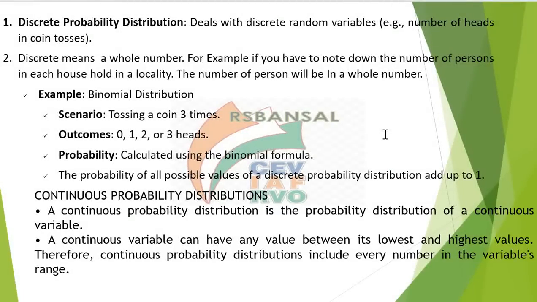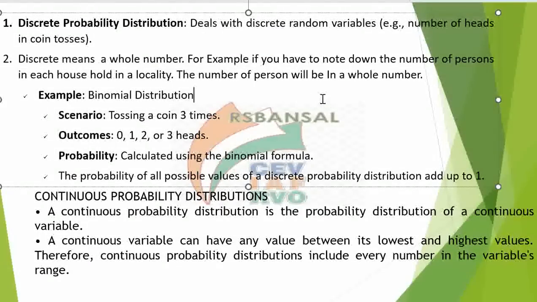Then there are different types of probability distributions. The first type is discrete probability distribution. It deals with a discrete random variable, such as the number of heads in coin tosses. Discrete means a whole number.